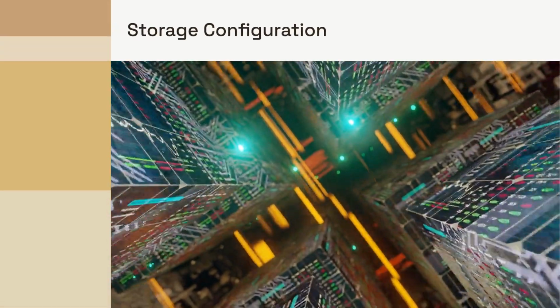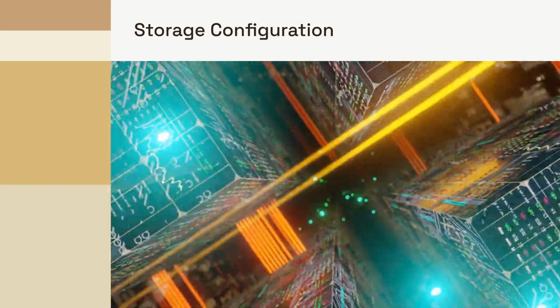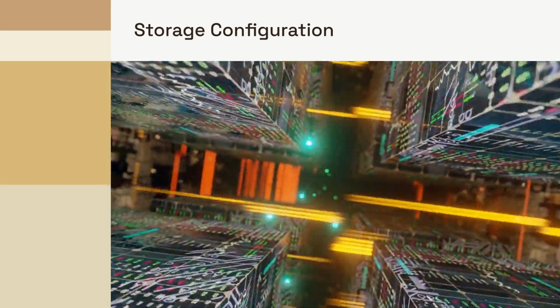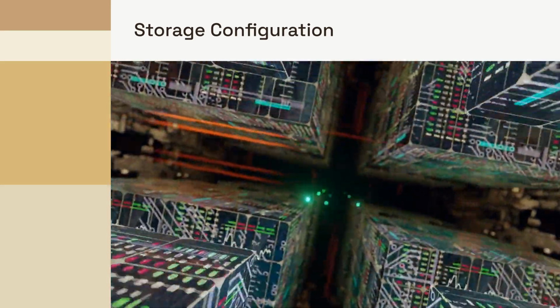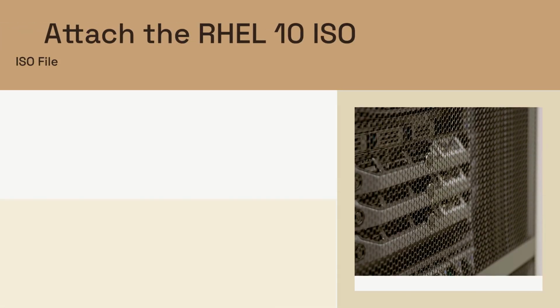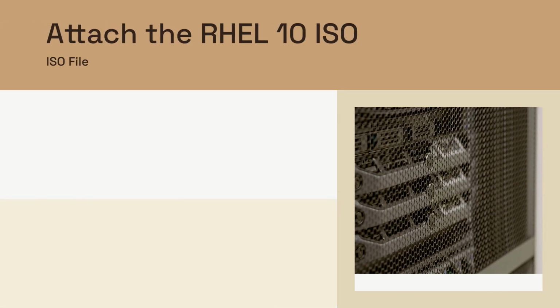We recommend using a dynamically allocated virtual hard disk. This allows the virtual disk file on your physical drive to grow only as the VM uses storage, saving space compared to a fixed-size disk. After creating the storage, navigate to the VM settings, go to the storage section, and attach the RHEL 10 ISO file you downloaded earlier. This tells the VM to boot from the installation media.